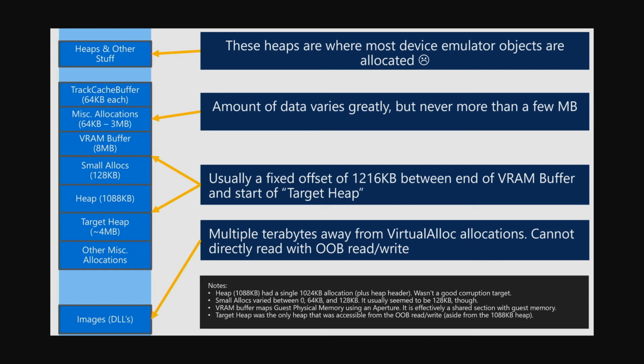Now, one thing that I quickly noticed was that I could use the exact same technique as before to find the VRAM buffer. Those allocations had not changed, so there was the track cache buffer, miscellaneous allocations, and then a VRAM buffer.